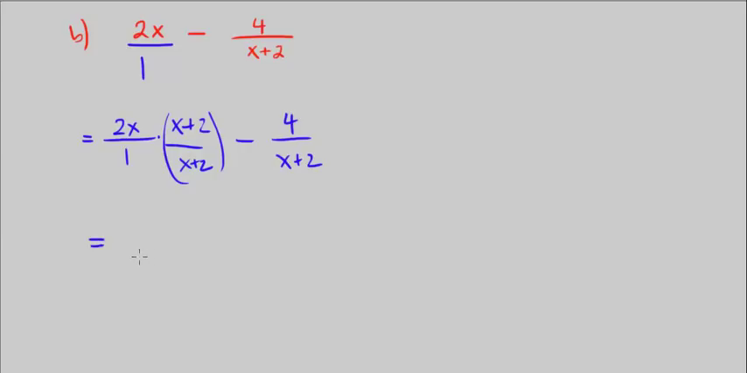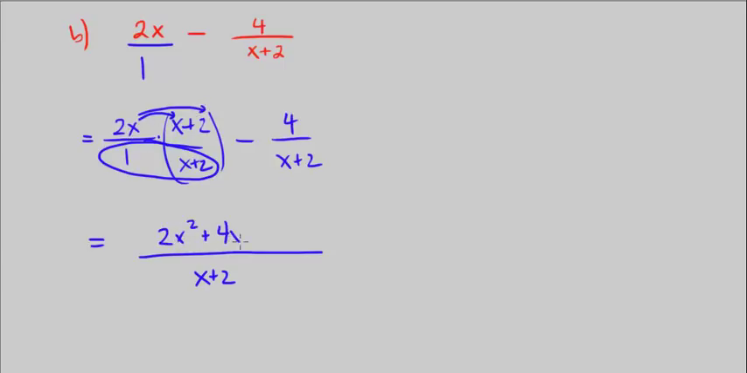Let's put it all over x plus 2 as the common denominator, because 1 times x plus 2 is just x plus 2. So let's distribute the 2x, right? That's 2x squared plus 4x, and then we have minus 4. So we're pretty much done there, right? We can box our answer.